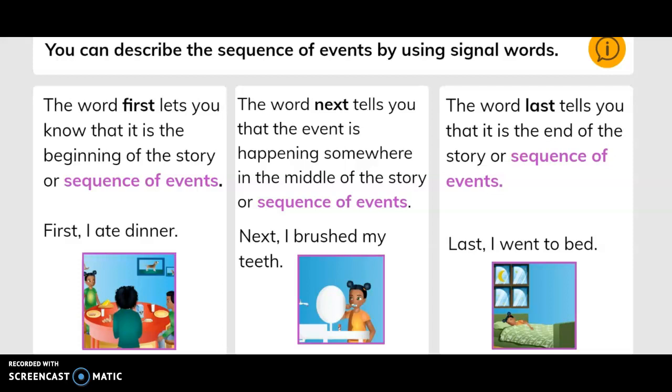The word first lets you know that it is the beginning of the story or a sequence of events. First, I ate dinner. The word next tells you that the event is happening somewhere in the middle of the story or a sequence of events. Next, I brushed my teeth. The word last tells you that it is the end of the story or a sequence of events. Last, I went to bed.